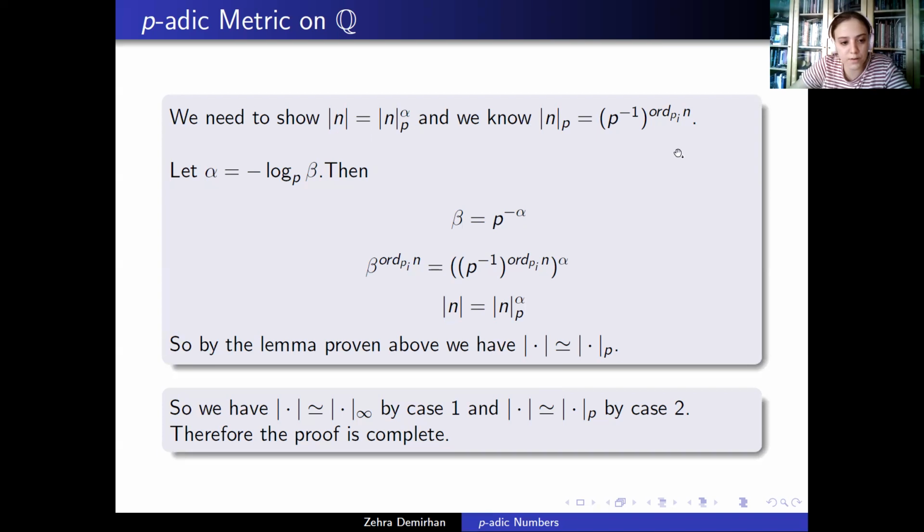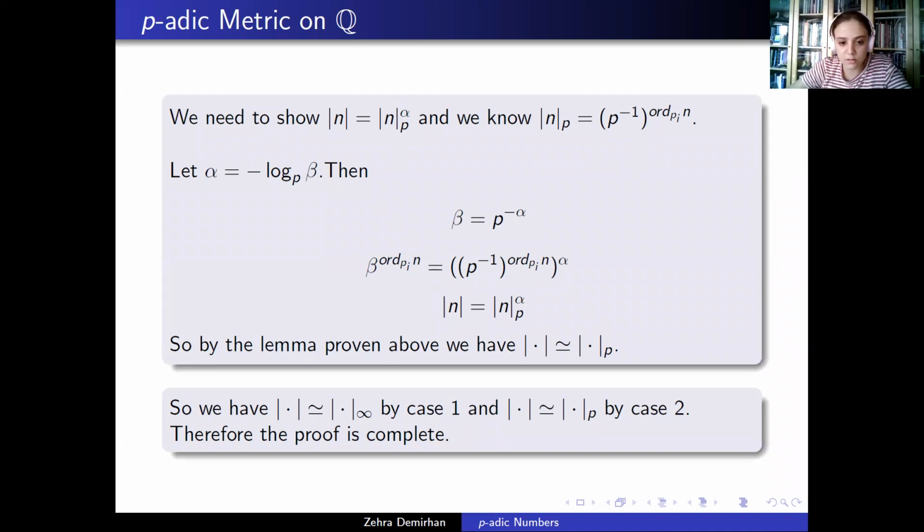So let's choose a convenient alpha here and let alpha be minus log_p of beta. Then this implies that beta equals p to the power minus alpha. And if we take order_p(n) of both sides, it can easily be seen that the left-hand side is equal to the norm of n and the right-hand side equals the p-adic norm of n to the power alpha. So by the lemma we have proved, this implies that these two norms are equivalent. And also I would like to state that this alpha is constant here since this p is fixed and this beta is fixed at the beginning. So to summarize, we have started with a non-Archimedean norm, and we have shown at the end that it was actually equivalent to the p-adic norm.